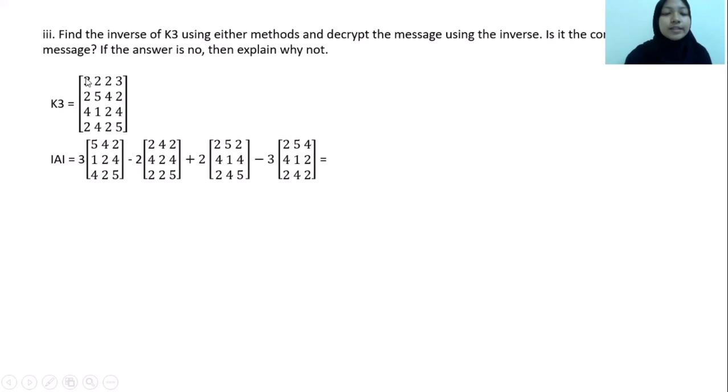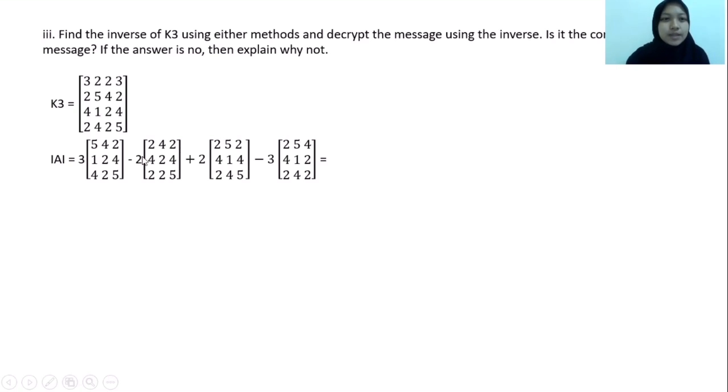In order to find the determinant, I'll have to take this 3 and put it in front, and then I will close this column and this row, and it will leave us with 5, 4, 2, 1, 2, 4, 4, 2, 5, and we will key in the matrix here. And then minus 2, because the signs go positive, negative, positive, and negative. So minus 2, we will close this column and this row, and we will be left with 2, 4, 2, 4, 2, 4, 2, 2, 5.